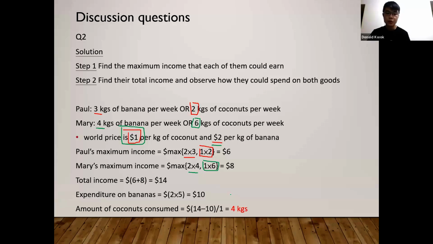All right, so this is step 1. And then we move on to step 2. We know that their total income would be $14, and their desired banana consumption is 5 kg. So they will spend 2 times 5, which is $10 on banana consumption. So they have $4 remaining, and they can spend the remaining $4 on coconut. Since coconut costs $1 per kg, then they will be consuming $4 divided by $1, which is 4 kgs in total. All right, so this is how we can solve question 2.